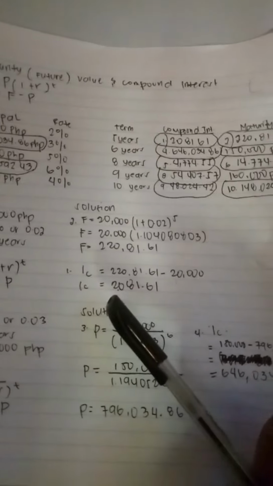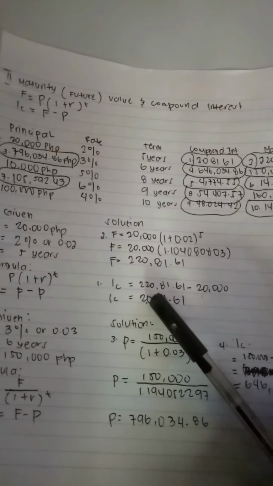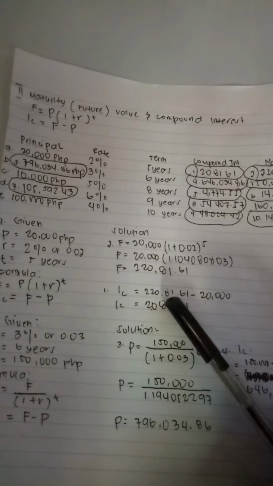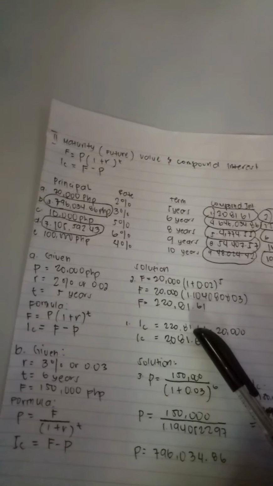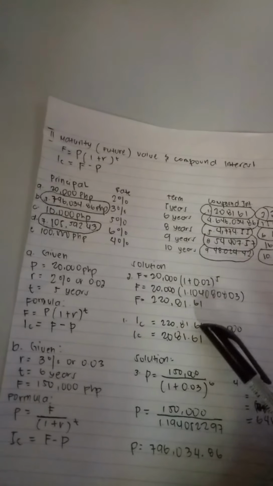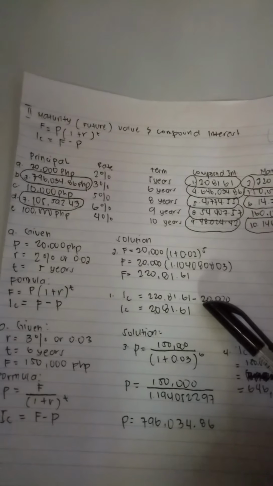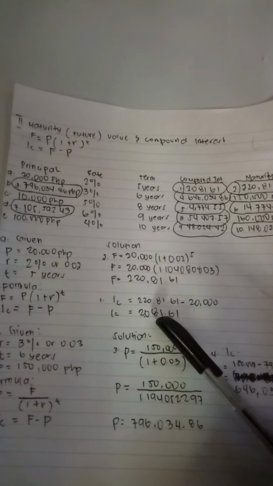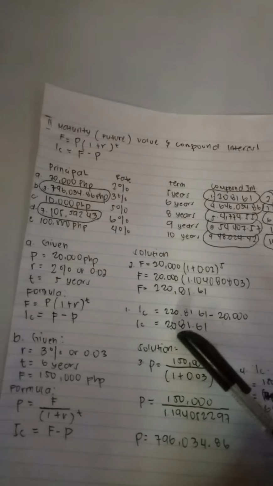The next naman po is yung ating compound interest. For the compound interest naman po, we have 22,081.61, yung ating maturity future value, then minus 20,000 yung ating principal is equals 2,081.61. Bali, ito na po yung compound interest natin.